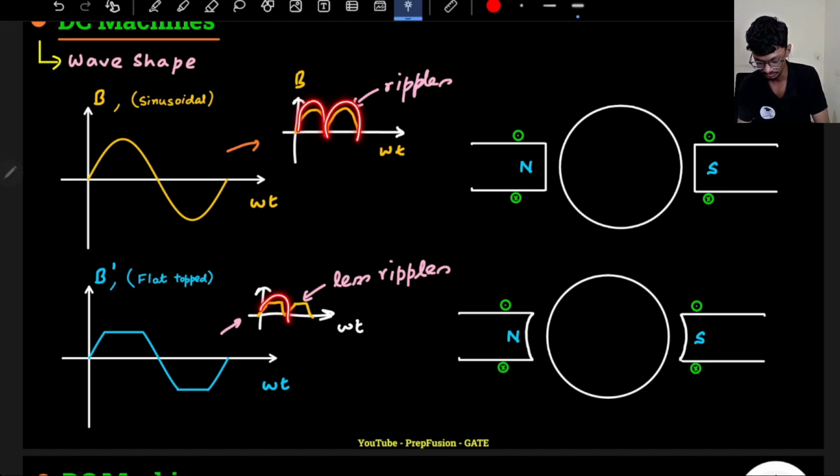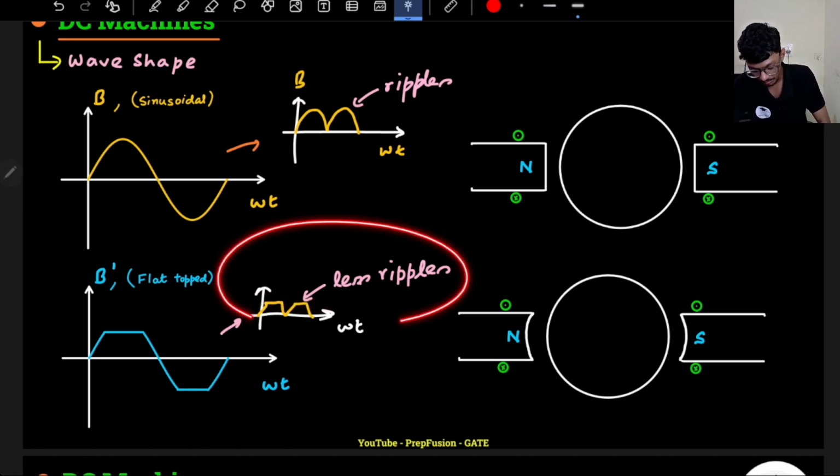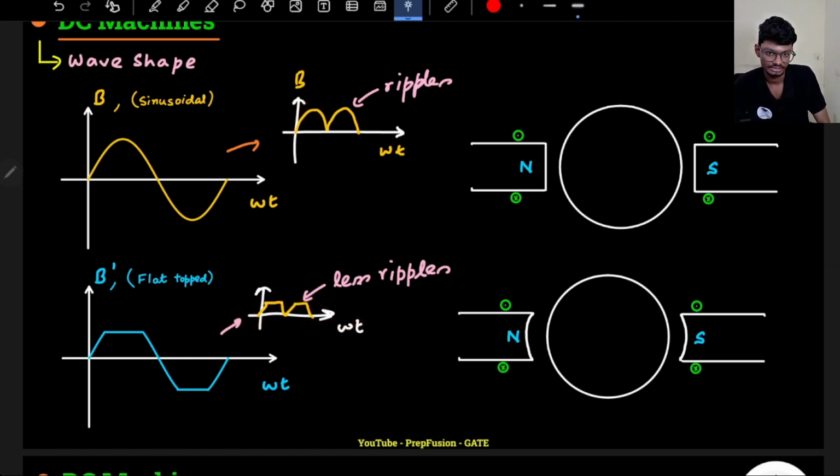This will have more ripples because the peak value is very small and it will have more ripples. This is pulsating less, like it is remaining at this value for a longer amount of time. So how do I make it? Why was this coming in the first place? If you remember, here the flux density was maximum. Why? Because MMF is constant.